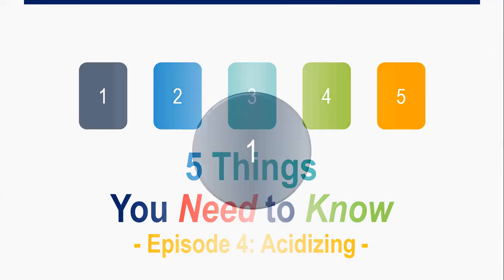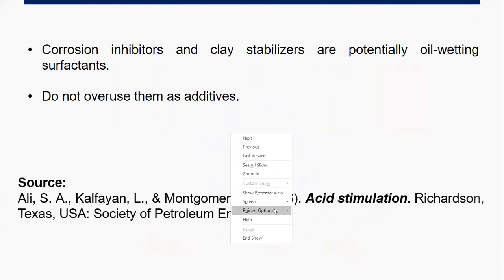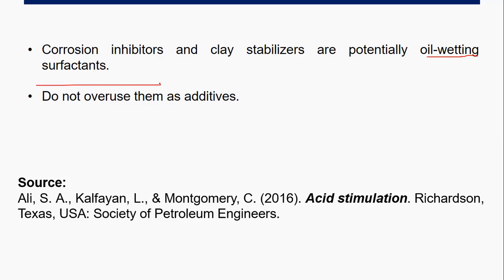The first thing is this one. All right, let me change my pointer to pen. Okay, corrosion inhibitors and clay stabilizers are potentially oil wetting surfactants. So do not overuse them as additives. Okay, so it is very important. You need to take note of this.